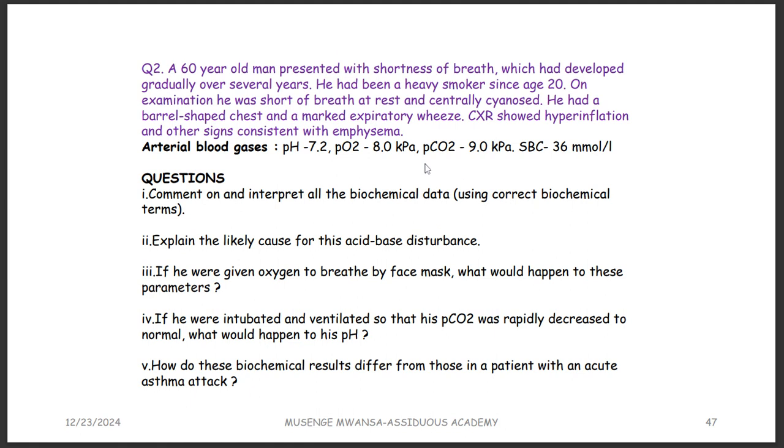And then the other problem, you can also confirm he has been a heavy smoker since age 20. So this is a chronic condition. That's where there is even compensation, because it's a chronic condition.